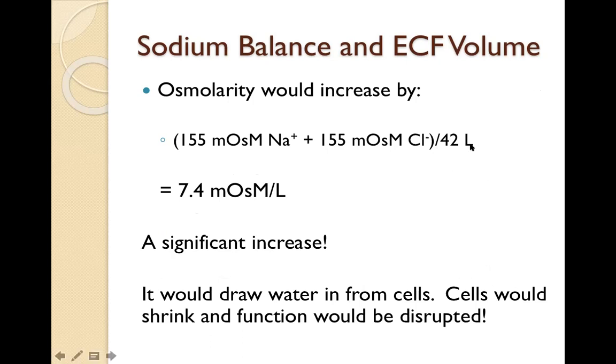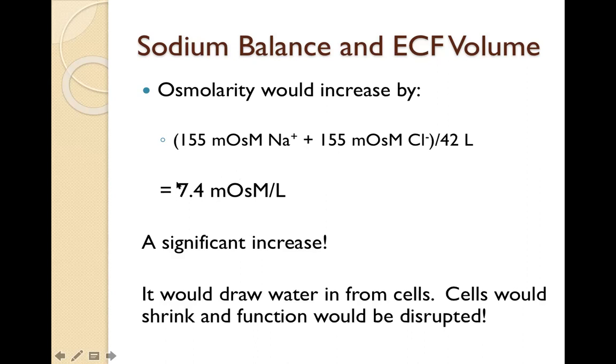All we have to do is take the total fluid volume, and we would take the amount of milliosmoles that are added by 2 teaspoons of salt, and that is actually 155 milliosmoles of sodium plus 155 milliosmoles of chloride ions. So when it's dissolved in water, the salt dissociates, and you get 155 milliosmoles of each ion. If you look at how much that will contribute to the overall osmolarity per liter, it works out to about 7.4 milliosmoles per liter, which is a significant increase.